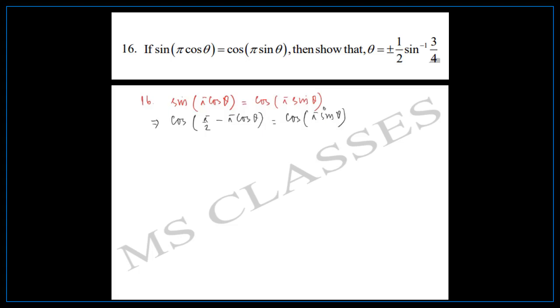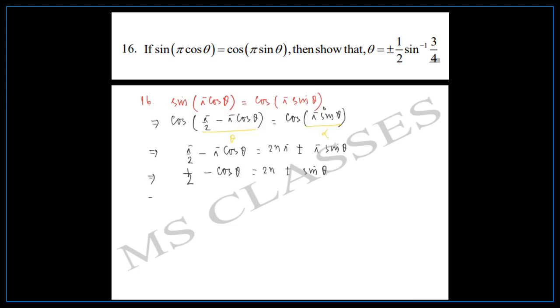Now when we have cos theta equal to cos alpha, we write the general formula. What is that? Cos theta equal to cos alpha means theta equal to 2n pi plus minus alpha. So here also we do the same thing: pi by 2 minus pi cos theta equal to 2n pi plus minus pi sin theta. Now we divide by pi throughout, so we get half minus cos theta equal to 2n plus minus sin theta.